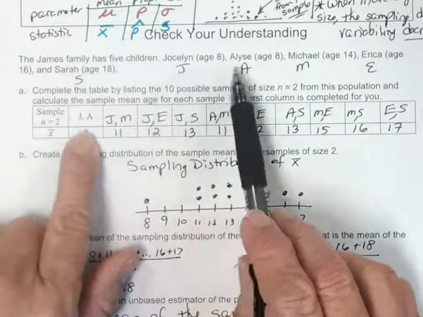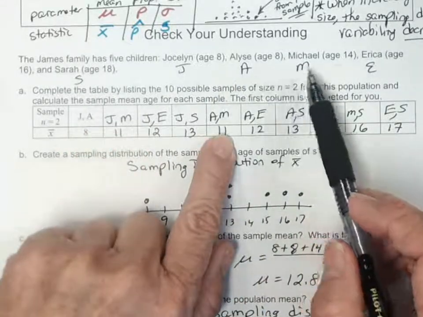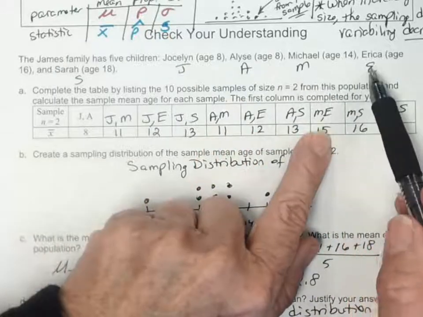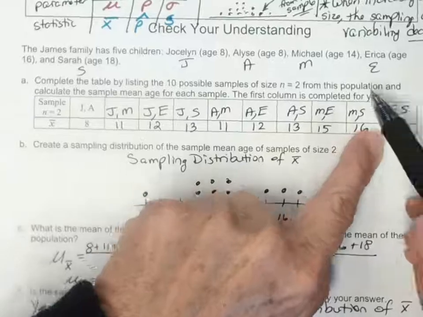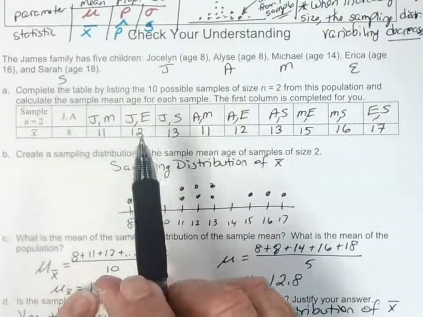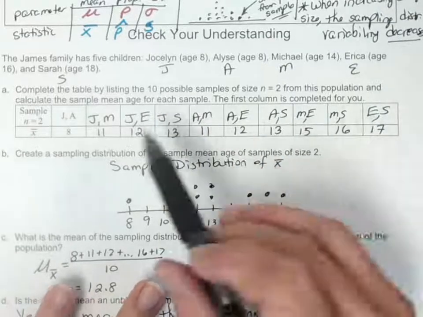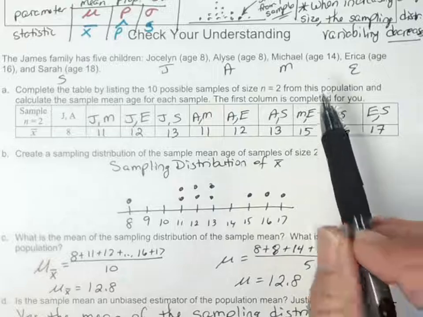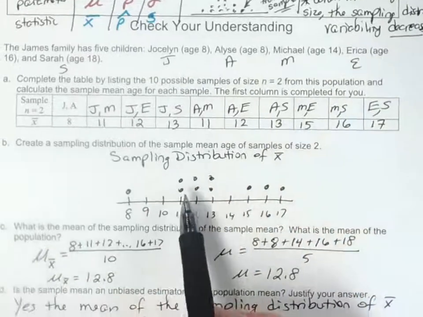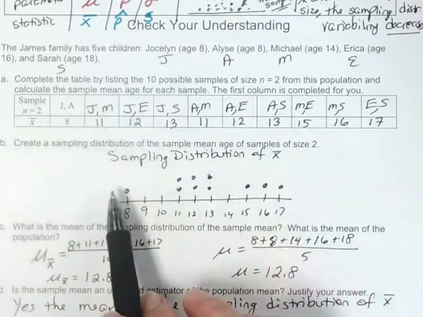So J with each of the other kids, then A with the other ones except for J, because we've already done that. Then Michael with Erica and Michael with Sarah, and then Erica with Sarah. So those are all the 10 possible combinations if I take 2 at a time from the population of 5 elements. We wanted to calculate the mean of our sample, so I went through and calculated that.